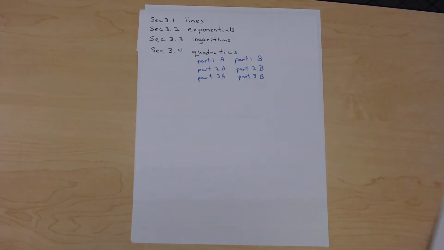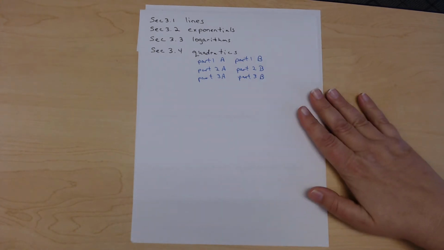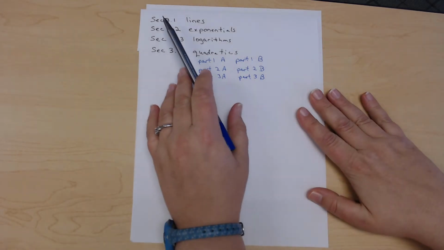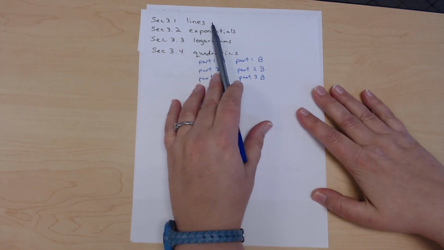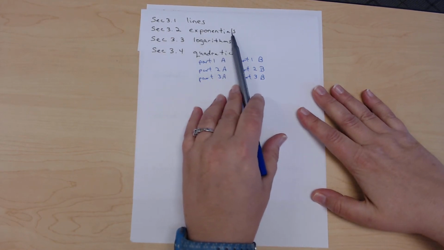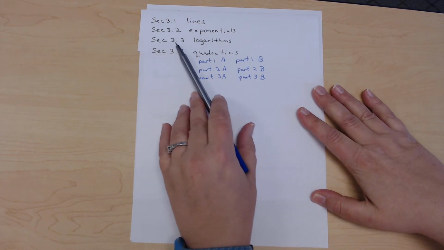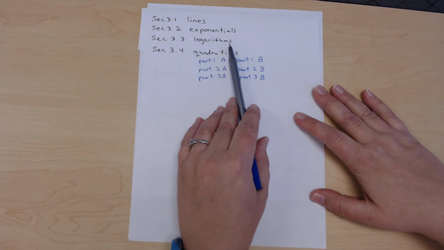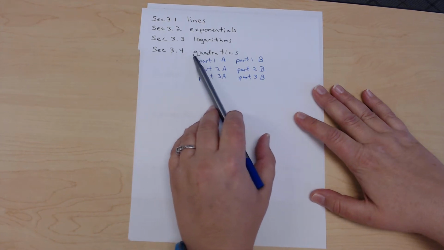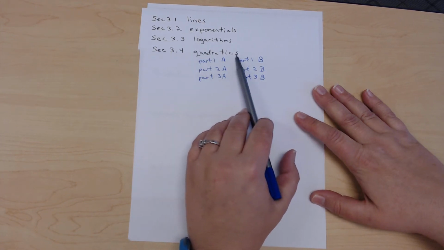All right, guys, we are on to our last section. I just thought I'd recap. Section 3.1 was on lines. Section 3.2 was exponentials. Section 3.3 was logarithms. And now the last thing we're going to do, section 3.4, we're going to do quadratics.